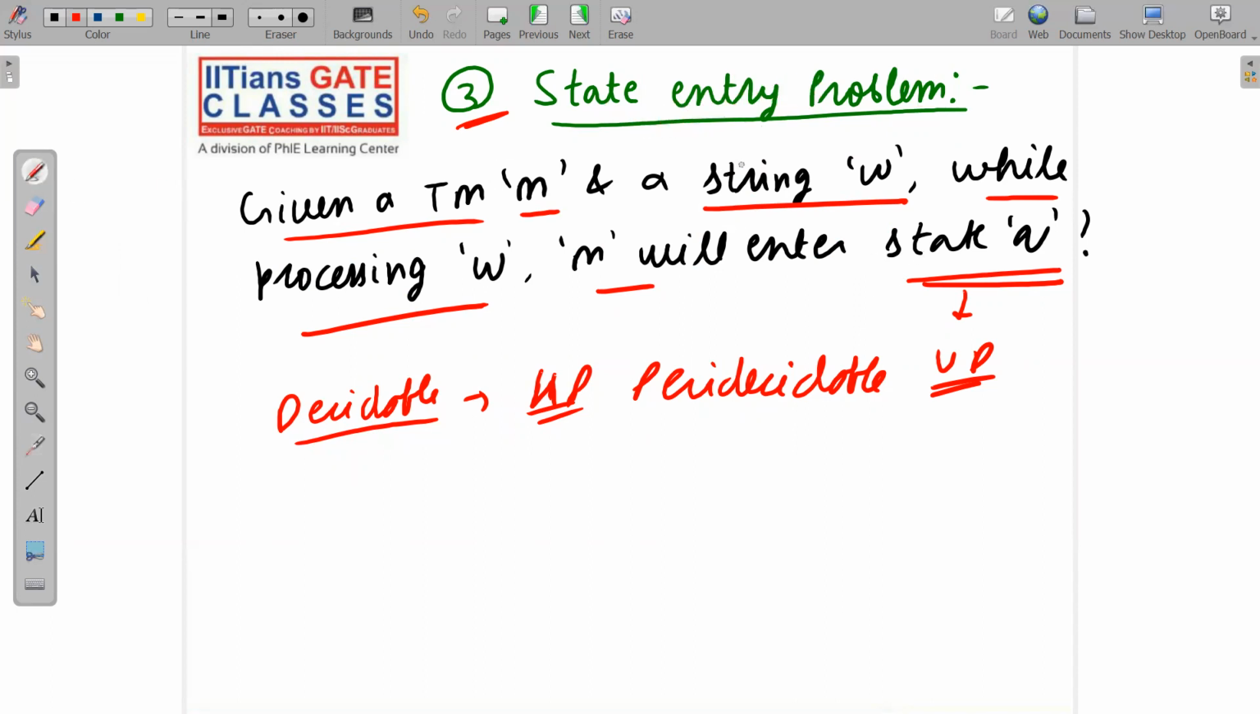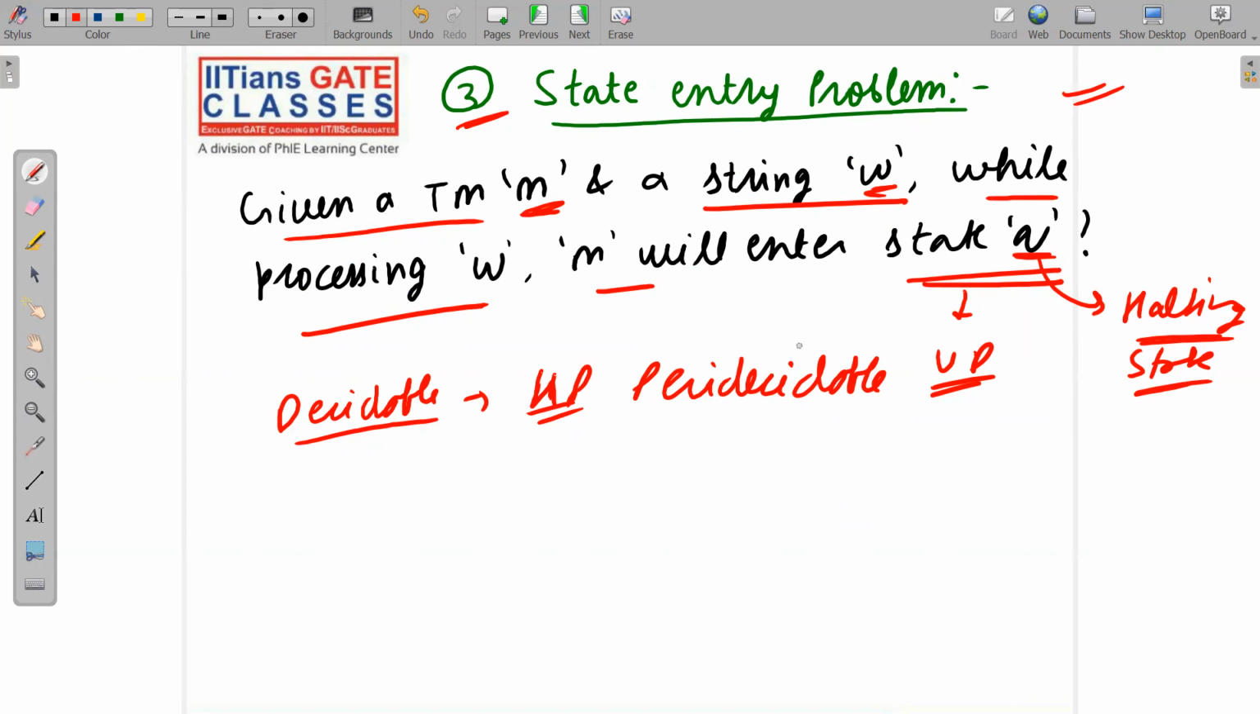See here carefully. If the state entry problem was decidable, you may think that Q is the only state which is a halting state. Directly and indirectly, what you are saying is that while processing W, this Turing machine M will halt or not. So obviously this problem can be said to be reduced to halting. The halting problem is reduced to this problem. If you are able to follow, then it's okay. Otherwise, just remember the fact that this is a well-known undecidable problem.